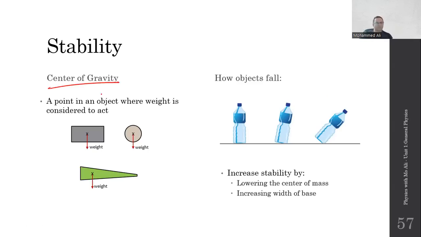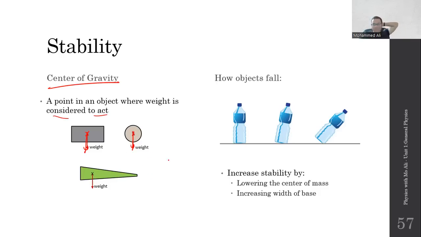What's center of gravity, or center of mass, as sometimes called? It's defined as a point where the weight of an object is considered to act. So we always assume that the weight acts through the center of the object, even though the weight actually pulls the entire object down from all parts, but we simply assume it's acting through the center.